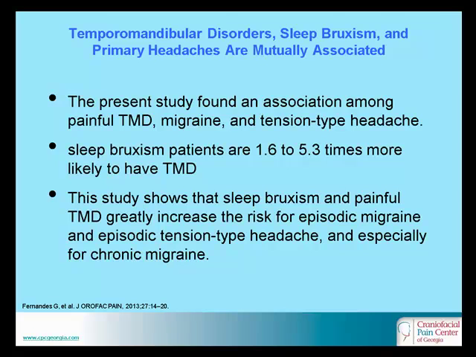And this next study that you're looking at right now, the connection of temporomandibular disorders and sleep bruxism, has been up for debate. Does sleep bruxism contribute to temporomandibulitis and so forth? What they basically found is that there's an association, roughly 1.6 to 5 times more likely that a bruxer would have some degree of temporomandibular joint disorder.